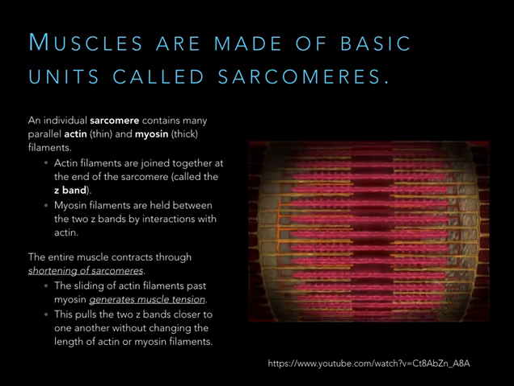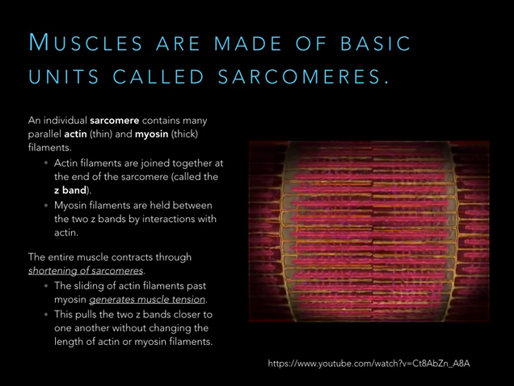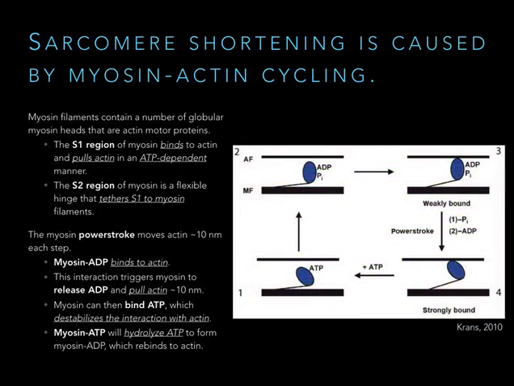Here we can see our thick and thin filaments. The thick myosin filaments are shown in the center, and the thin yellow actin filaments are shown on the outside. The myosin filaments actually contain little motor proteins, myosin, that pulls on actin, just like that. Alright, so these are just protein-protein interactions. It's all about the myosin-actin cycle here, the myosin power stroke.